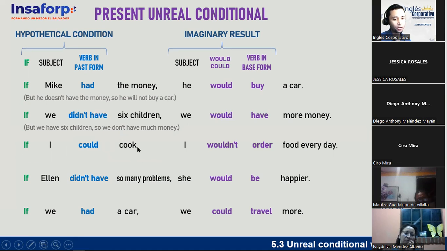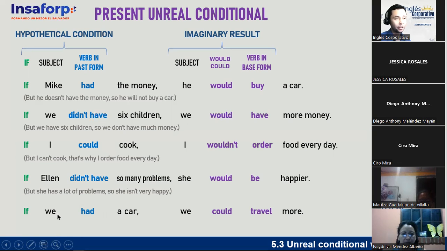If I could cook, I wouldn't order food every day. But in reality, I can't cook. That's why I order food every day. If Ellen didn't have so many problems, she would be happier. But in reality, she has a lot of problems, so she isn't very happy.